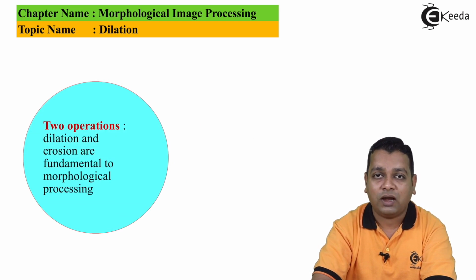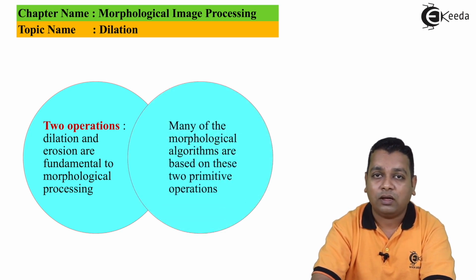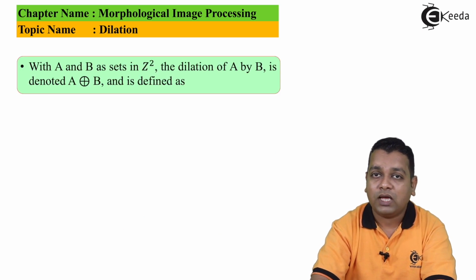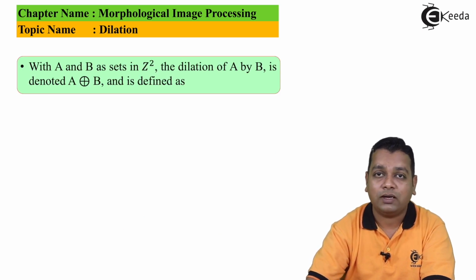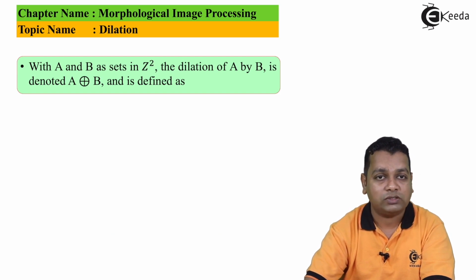So the erosion and dilation, we have already stated that are the fundamental morphological operations, and the two primitive operations we can call them are the basic one based on to which the compound algorithms we can develop. Let us have the definition of what exactly the dilation is there, similar to the case of erosion we have covered into the last video.